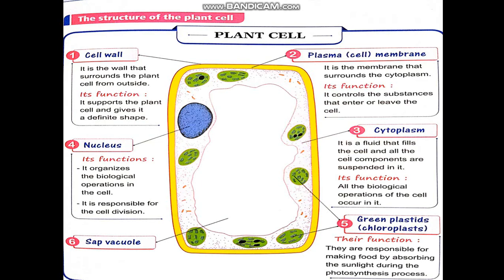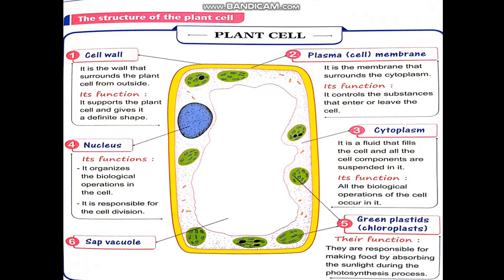Number 5, green plastids or chloroplast. They are responsible for making food. So the chloroplast is responsible for what? Making food inside the cell. By what? By absorbing the sunlight. So they absorb sunlight by a process called the photosynthesis process. So they are responsible for making food by absorbing sunlight by the photosynthesis process.